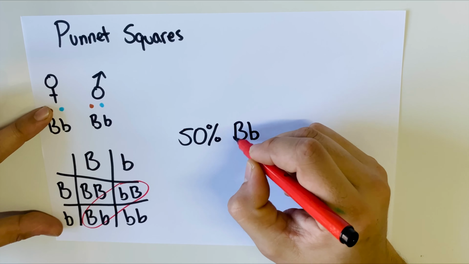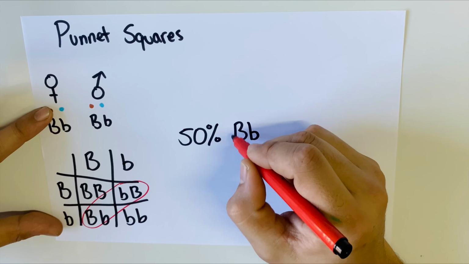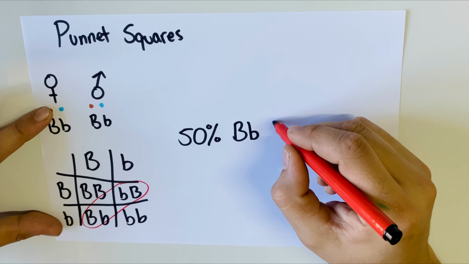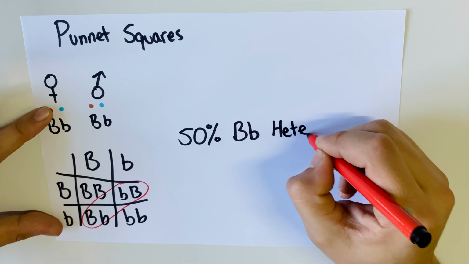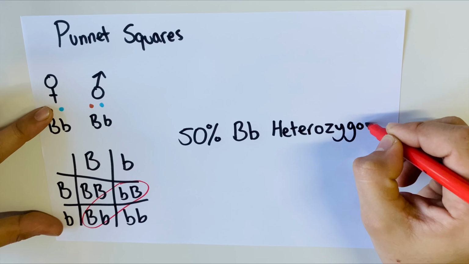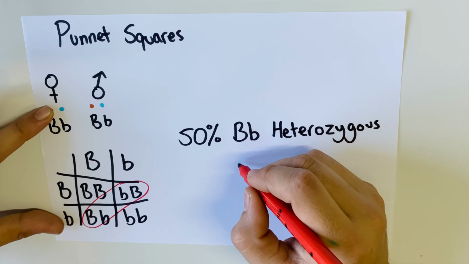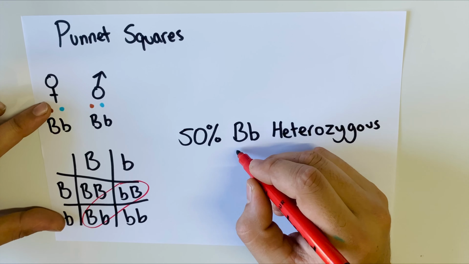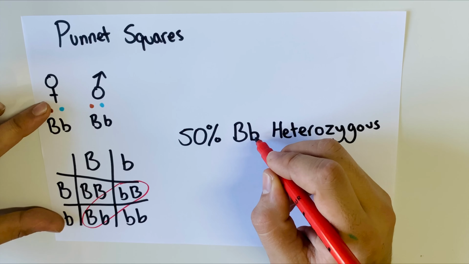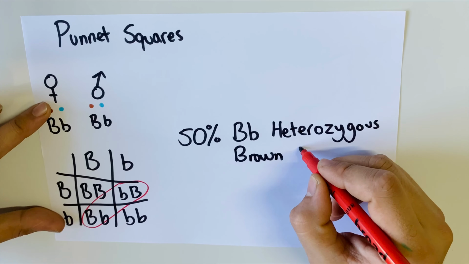Remember guys, you can write this the other way around. However, we generally like to write the capital first. So capital B, little b, and it is heterozygous, and the phenotype, the visual manifestation, again, because the dominant will mask the recessive, will be brown eyes.